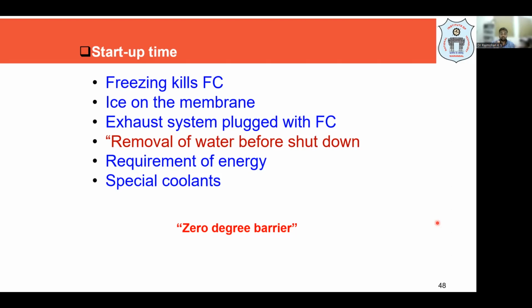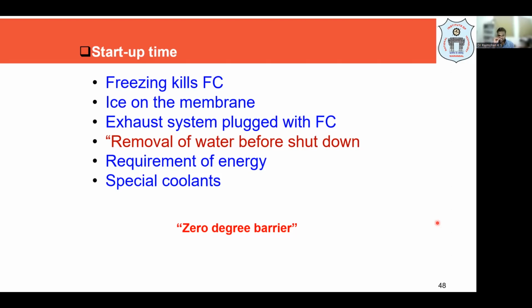Whether it is a product or moving around, the membrane needs to be saturated to be at its most efficient condition. But when the temperature goes down to minus degrees or 0 degrees, it becomes ice, and the deposition of ice on the membrane will be there. You are putting your key in and trying to start. What will happen? Unless the membrane is saturated, ions will not be conducted, right?